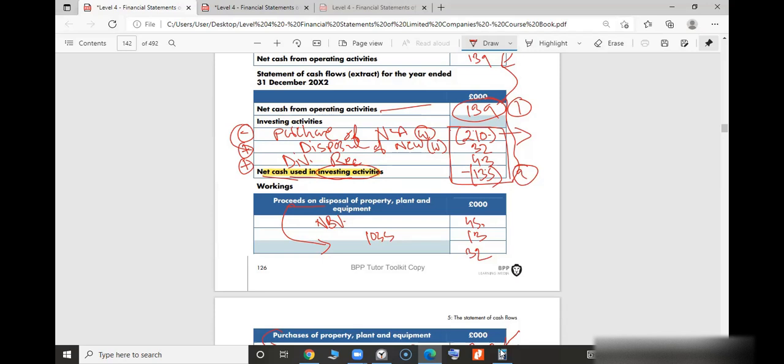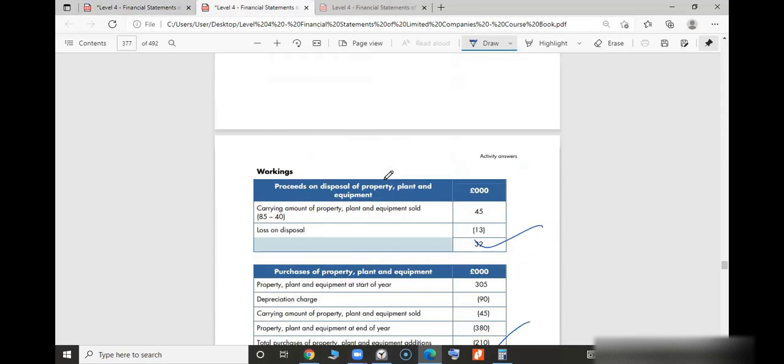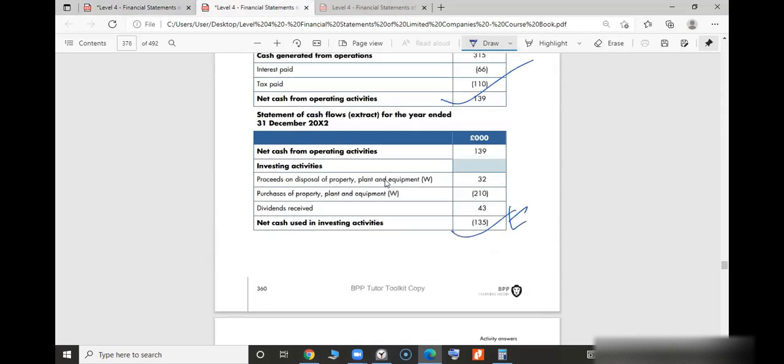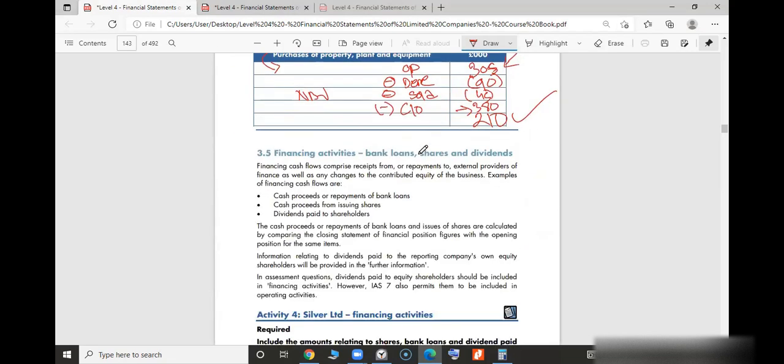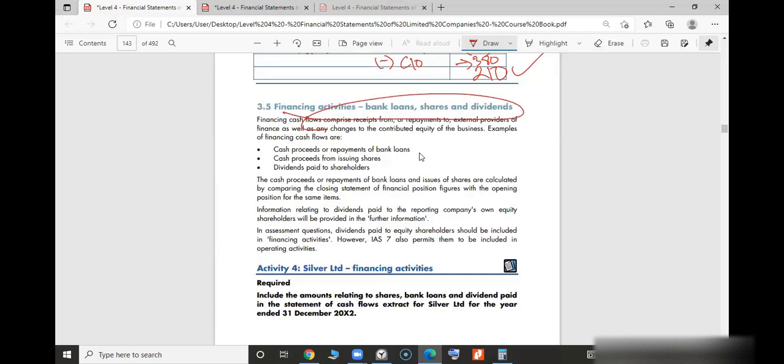Have you got this one? How did you get the 135? That's the one they got. You don't add this one. Can you see this is blank? We just add these 3. Investing activities: this is 1, this is 2. And finally, you're going to do the third one, which is financing activities, I believe. So, straight jumping into the question.